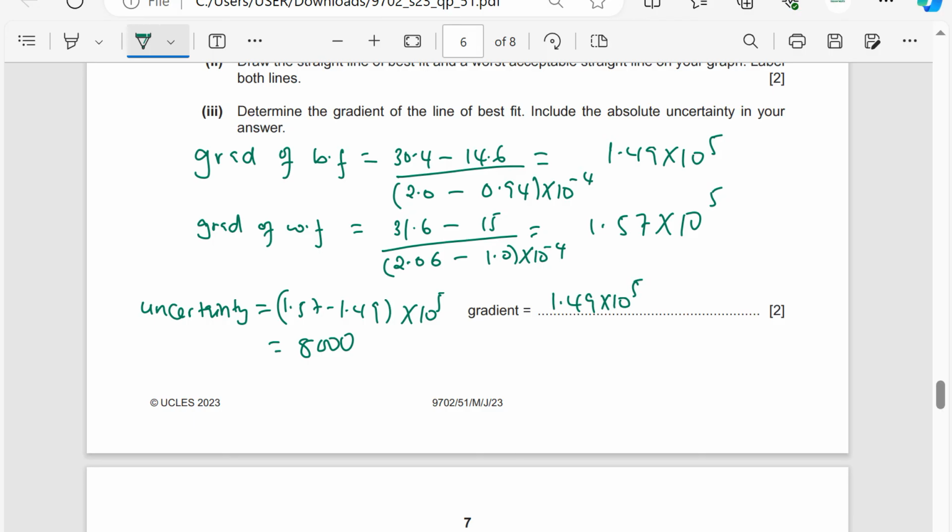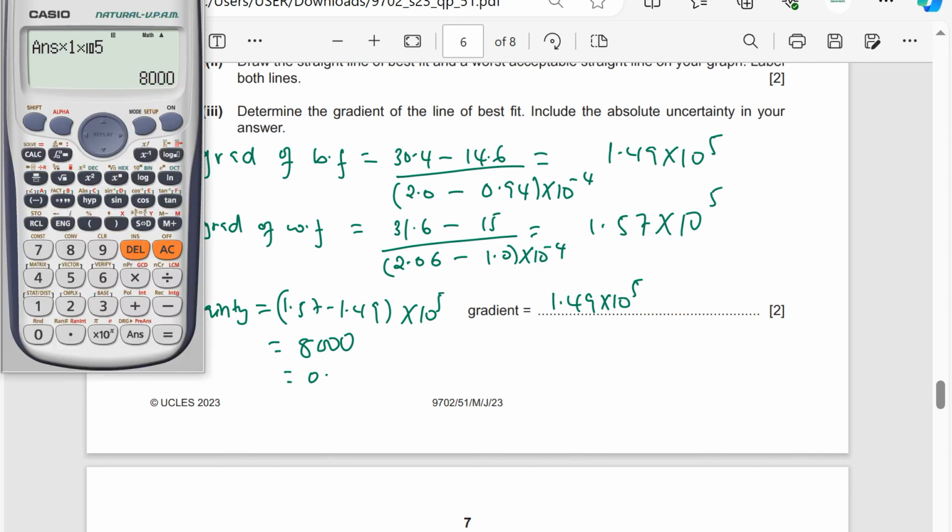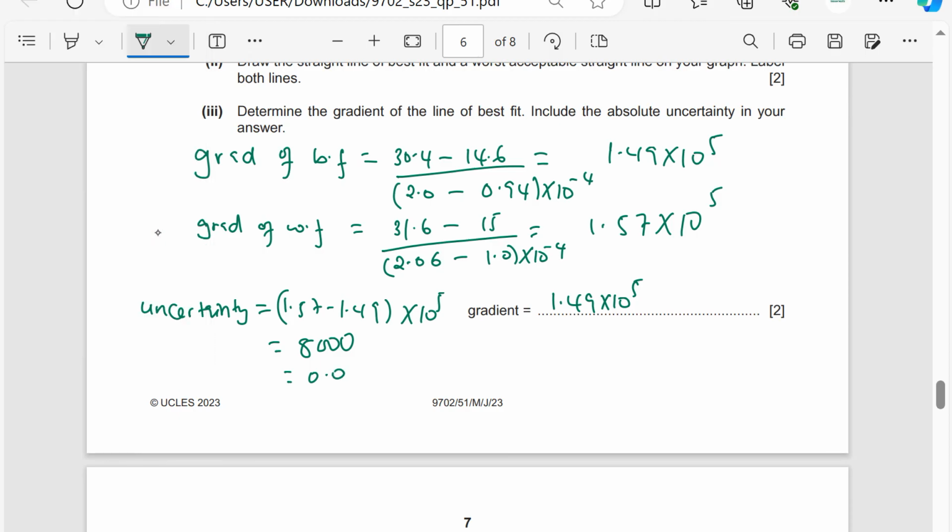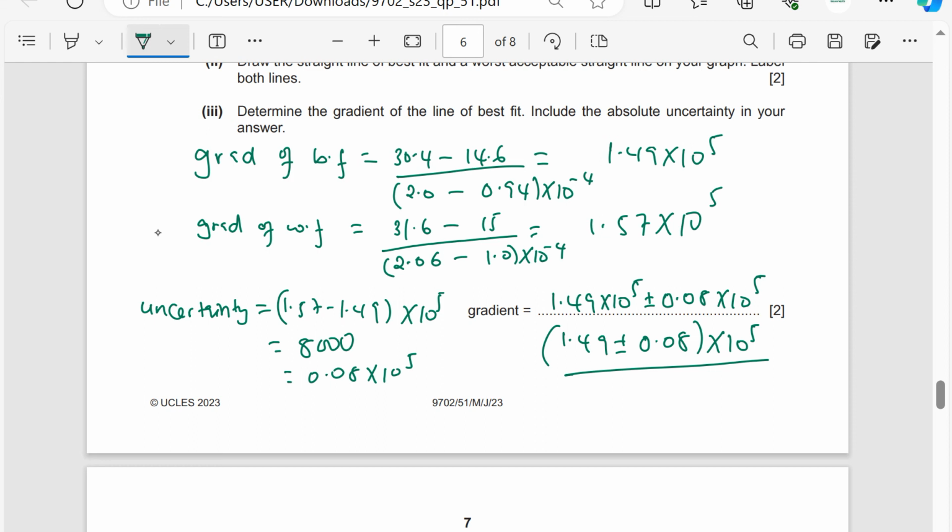If I want to write the same power here, it was 1.57 minus 1.49, which is 0.08 times 10 to the power of 5. These are two decimal places, so I will say plus or minus 0.08 times 10 to the power of 5, or I would write 1.49 plus or minus 0.08 times 10 to the power of 5. I would write it like that. Of course, here the number of decimal places doesn't matter. That only matters in paper 1 and paper 2.